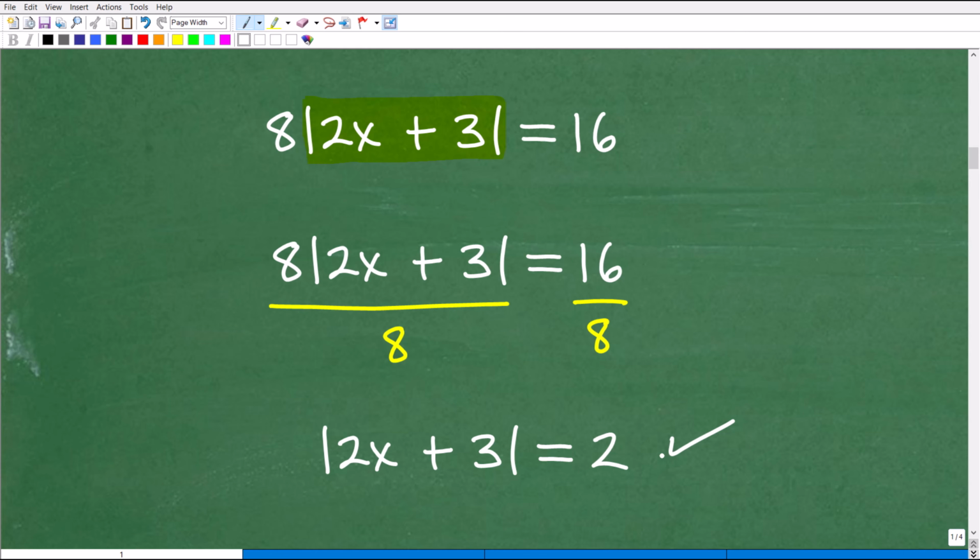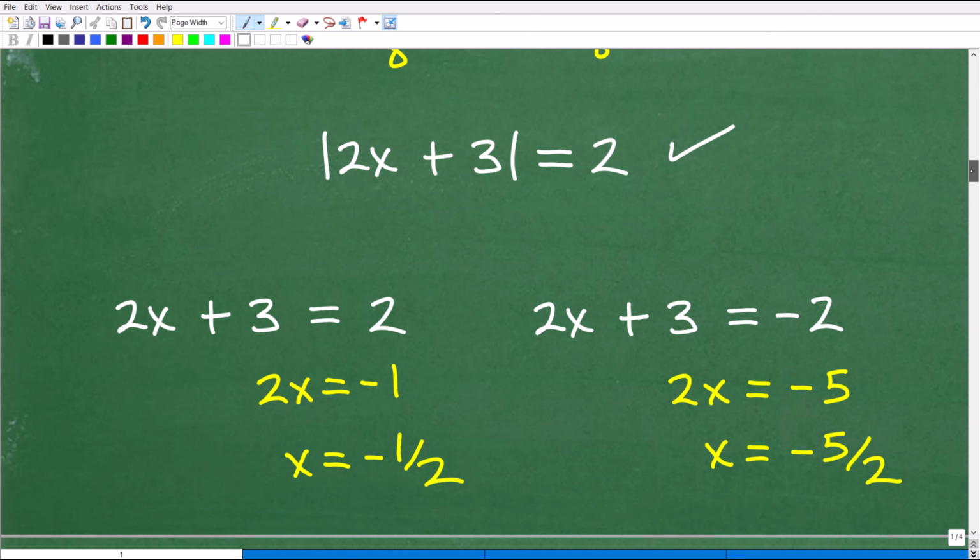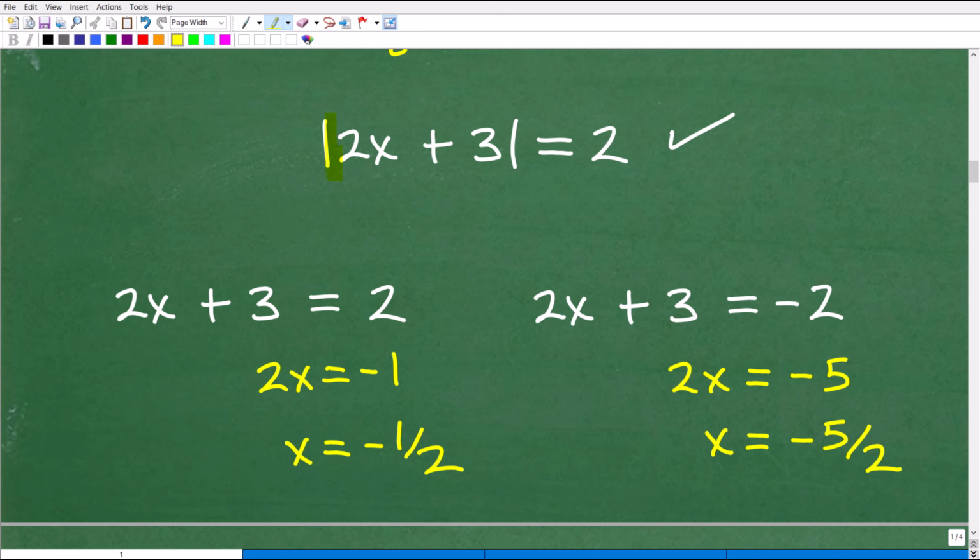All right, so anyways, here we are. We're down to this part of the problem. So remember, once we isolate this absolute value function right here, there's nothing in front of it, nothing underneath it, and we have it equal to a number.